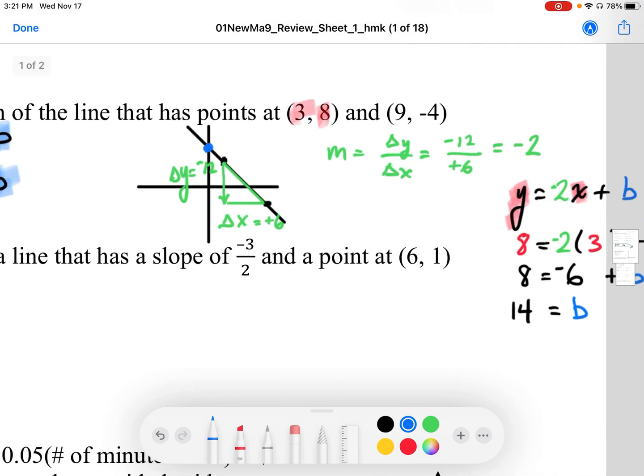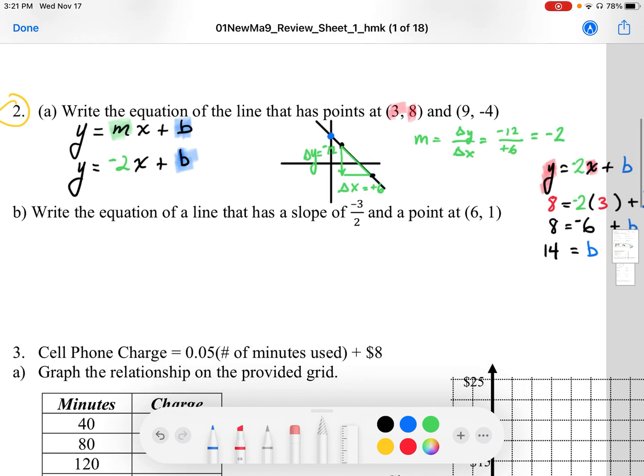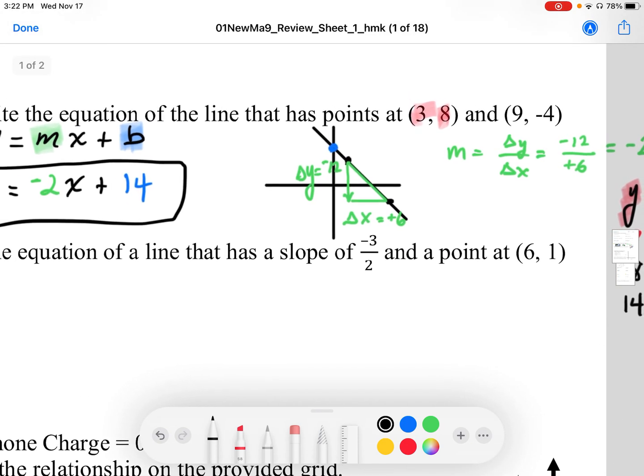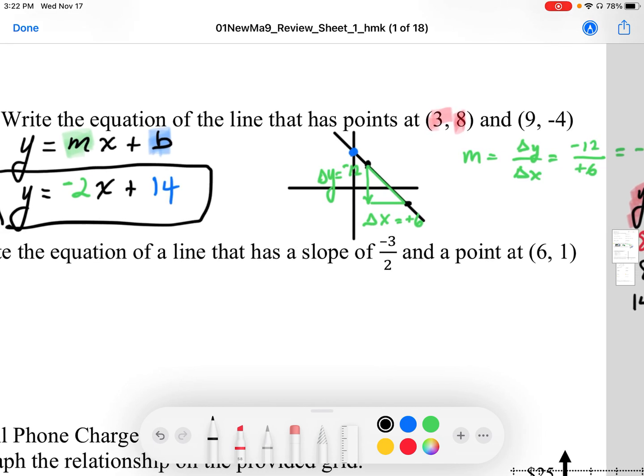When I take a look at my graph, yeah, that looks about right. This point over here is at 8, so this point here at 14 makes sense. So now I have my whole equation. I'm going to replace that b with the 14 that I solved for. So there's the equation of my line: y equals -2x plus 14 is the equation of my line that goes through those two coordinates. It has a slope of -2 and it crosses the y-axis at +14.